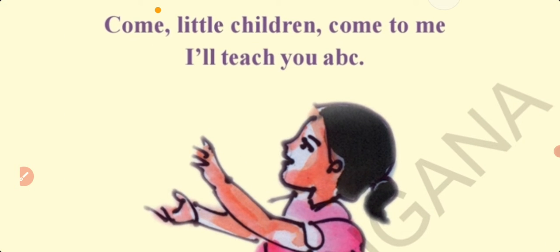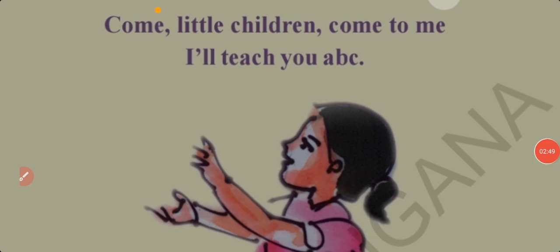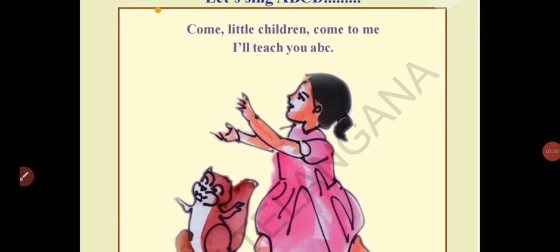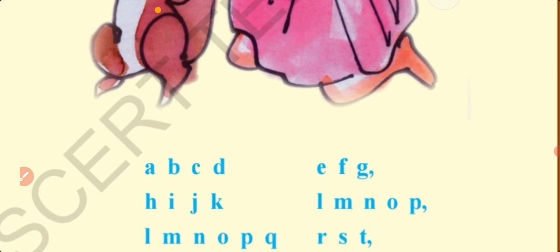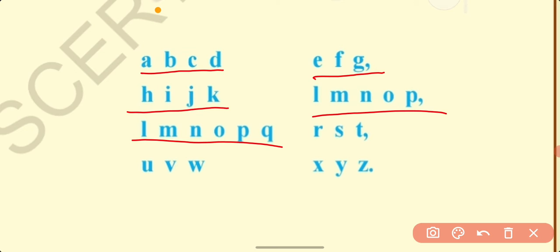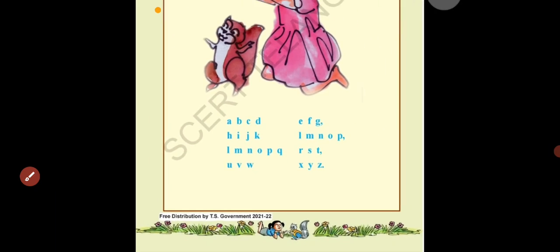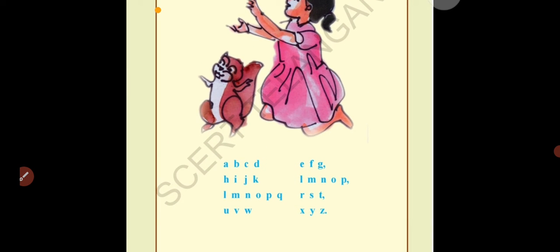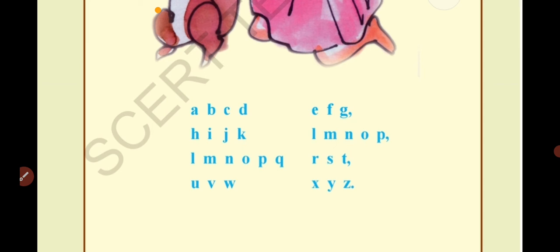Come children, come to me, I will teach you ABC. You say with me. Come little children, come to me, I will teach you A, B, C. A, B, C, D, E, F, G, H, I, J, K, L, M, N, O, P, Q, R, S, T, U, V, W, X, Y, Z. Sugar on my bread. If you don't like it, go to bed, bed, bed. In the morning, come to me, I will teach you ABC.